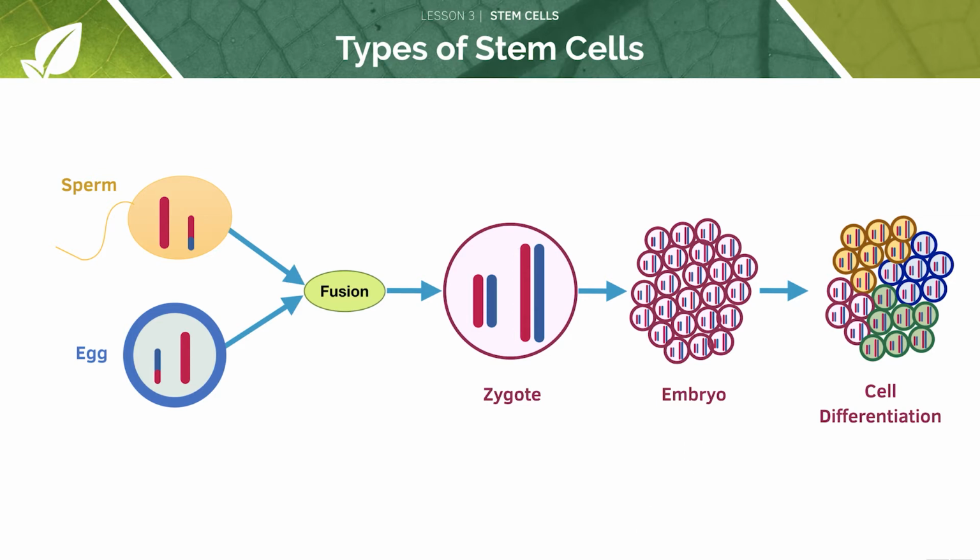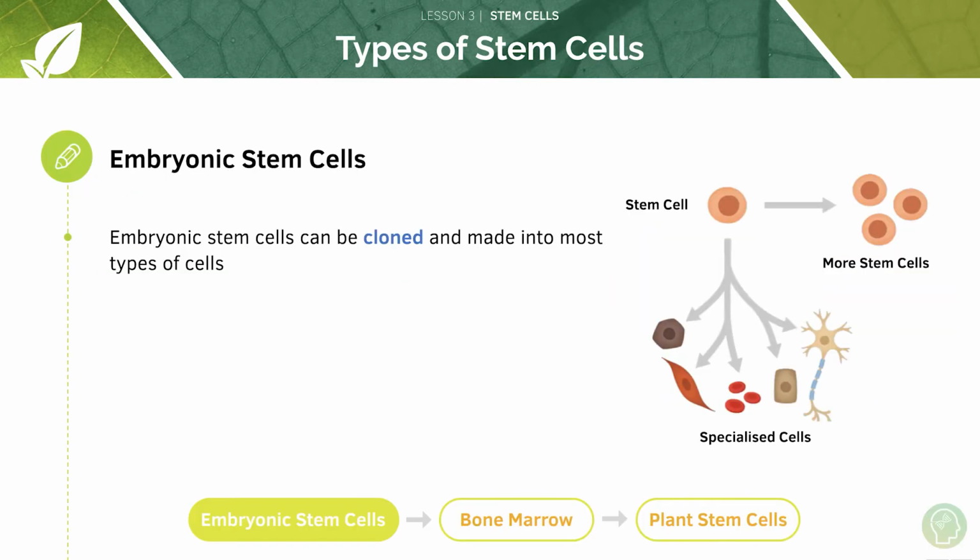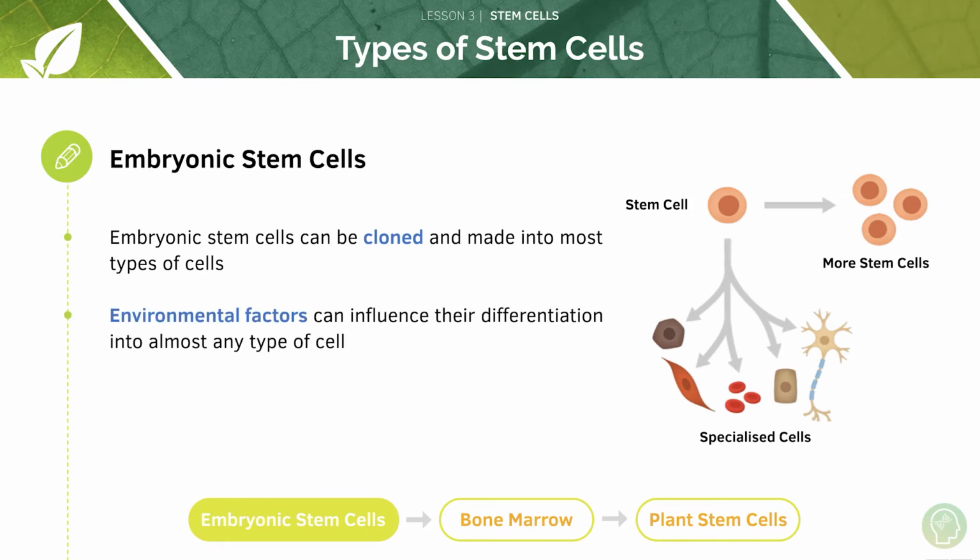So embryonic stem cells can be cloned and made into most types of cells. And environmental factors can be used to influence their differentiation into almost any type of cells. So evidently we can probably use this in clinical practice. If we can induce a stem cell to transform into any type of cell, or I should say differentiate into any type of cell, that could be really advantageous for us as clinicians.